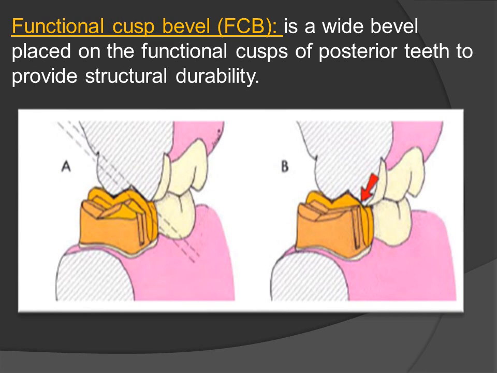The laboratory technician may do overbuilding of the crown restoration in this area to provide structural durability for the restoration, but in this situation it will lead to a premature contact with the opposing tooth, and this is also wrong.